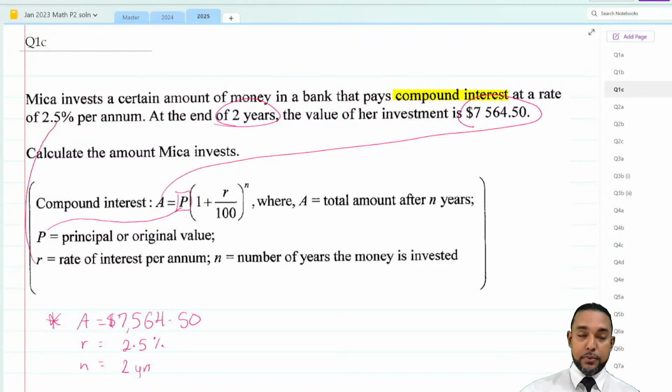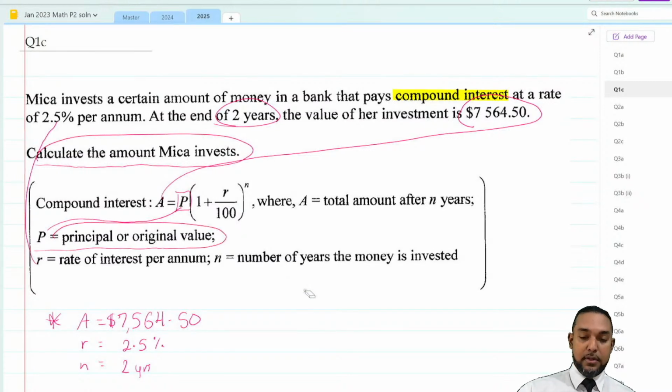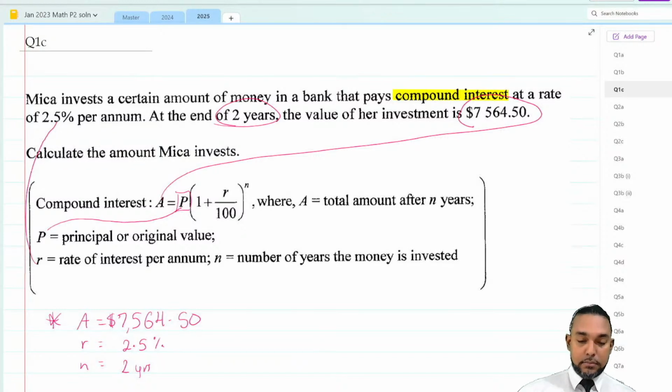So what I would suggest is you write out your formula and then substitute your values inside of the formula, and see how you can play around with it or transpose to solve for the value of P. I'll give you a couple minutes. It says calculate the amount Micah invests, and the principal is the original amount that was invested. At the end of 2 years, the value of her investment was that, so that's the value at end, not the value at start.